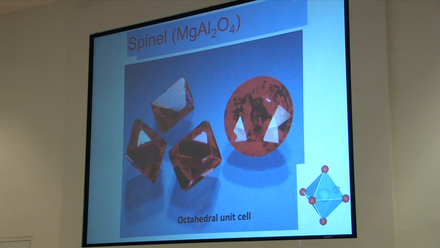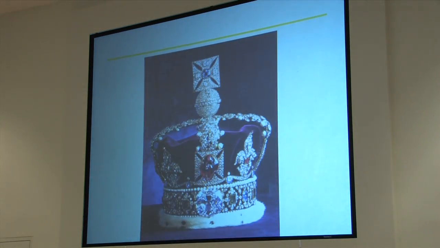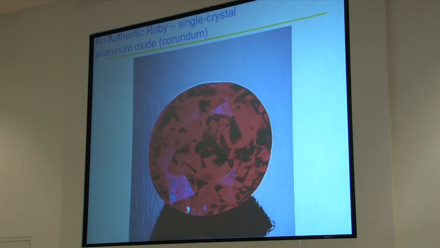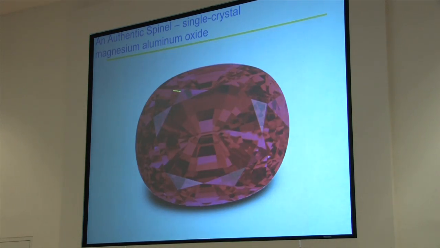Here is a spinel. This looks a lot like what we would call ruby. Ruby is a completely different crystal structure, but this looks like ruby. In fact, this is a picture of the imperial state crown, the Black Prince ruby. Here's one of the most famous rubies in the world. It actually isn't a ruby. It's a spinel. So one of the world's most famous rubies is not a ruby. Here's an authentic ruby, and here's a spinel. You can see that they're very similar in appearance, but in fact, they can both be famous.